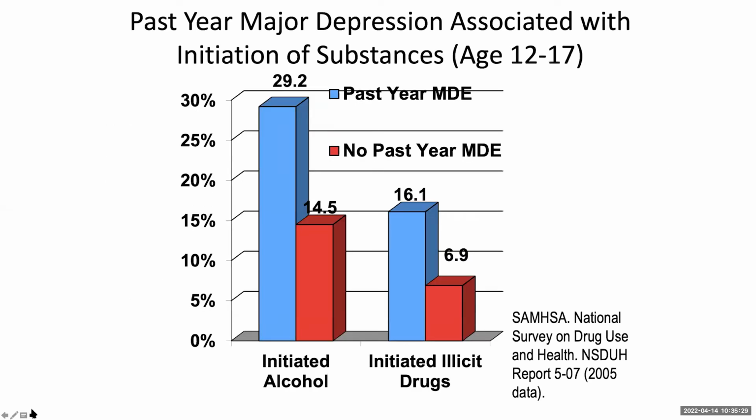Just to make the point about how interlinked these sets of disorders are, here is data about the initiation of alcohol or illicit drugs related to whether or not a young person has had a major depressive episode, MDE, in the past year. And you can see that having had a major depressive episode in the past year, compared to not, doubles the risk of initiation of alcohol and triples the risk of initiation of street drugs. Now, I can't tell you which came first here. Was it the depression first or the substances first? But again, that's not the point. The point is that they go together and are mutually exacerbating.